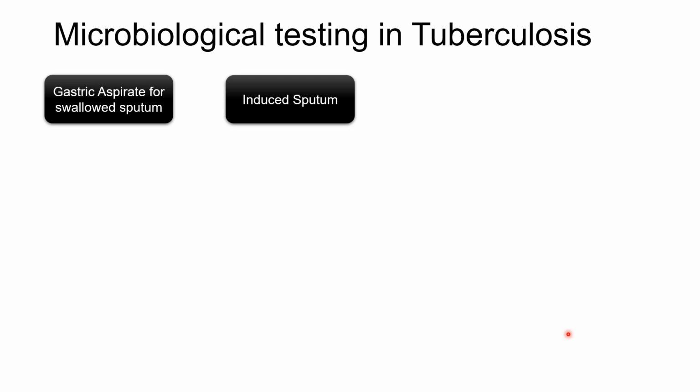So coming to the microbiological testing in tuberculosis, we already learned that to confirm microbiological tuberculosis, you have to send an appropriate sample for NAT, that is nucleic acid amplification test. So what can you send? You can send either gastric aspirate for swallowed sputum or induced sputum, or if the patient can expectorate, that will be very good. You can send expectorated sputum.